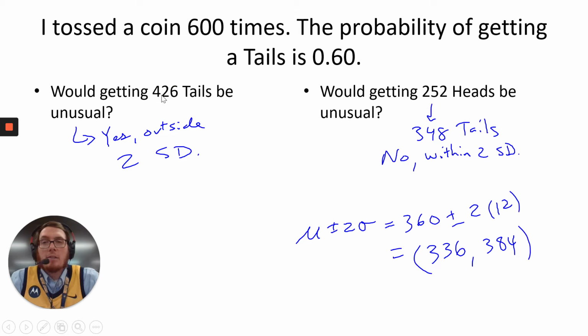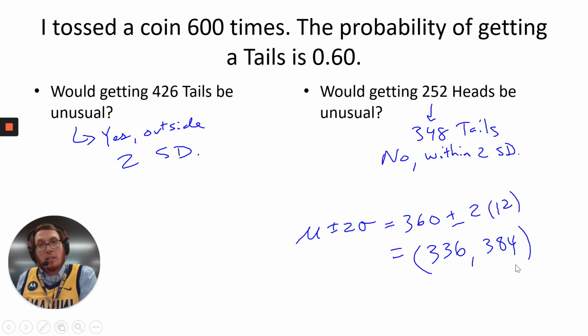Would getting so many tails be unusual? The easiest way to do that with this scenario is to just do the standard deviation approach. So just take the mean, which is 360, plus or minus 2 of the standard deviation. So if we take 2 times 12, that would be 24. 360 minus 24 is 336. 360 plus 24 would be 384. So would getting 426 tails be unusual? Yes, because the 426 is outside of the range of two standard deviations.